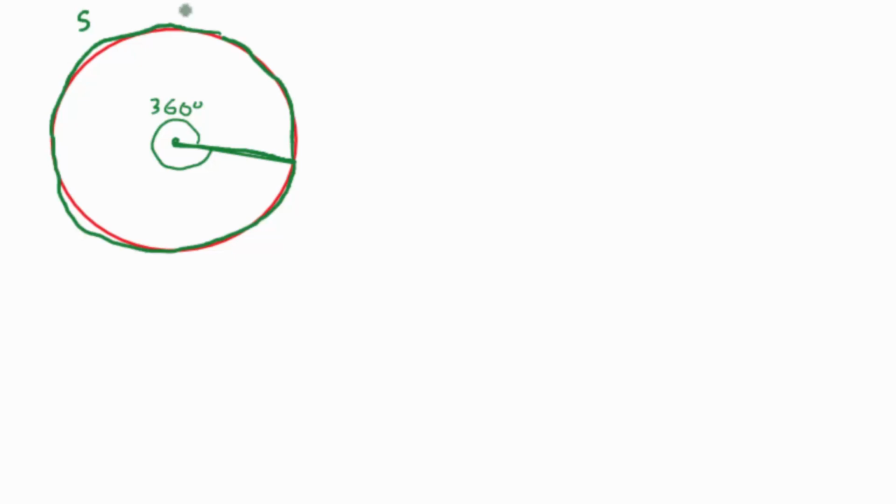Yeah, so in this situation, it's 2 pi r. S is circumference, which is 2 pi r. R is the radius once again. Would you buy that? Okay.